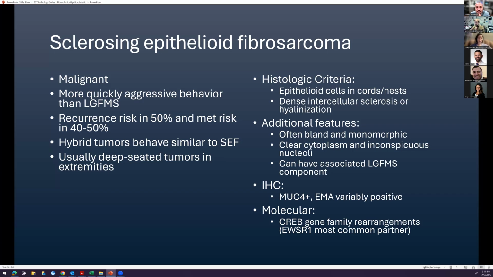Any questions about SEF? All right. So those two tumors kind of go hand in hand, right? So think about them together, right? But they're very interesting tumors.